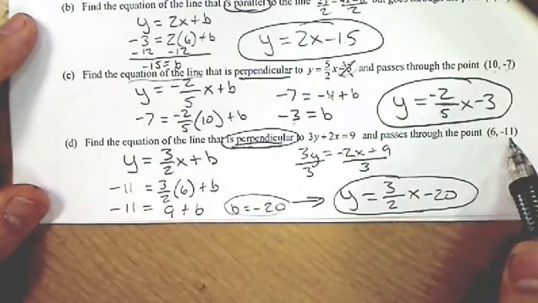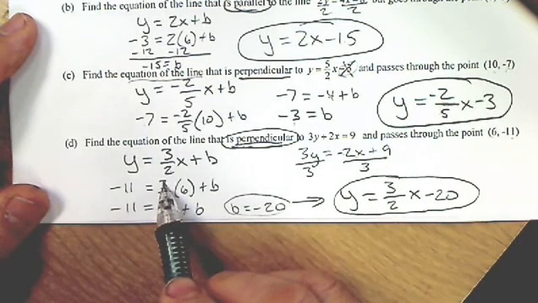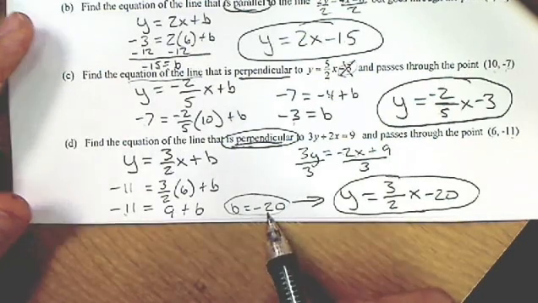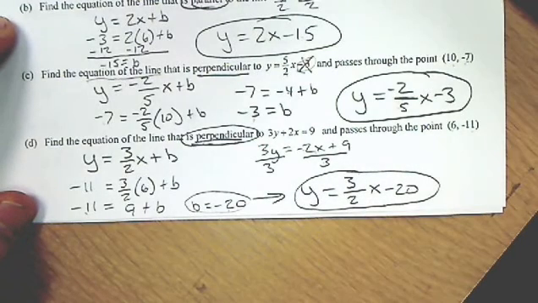Plug in my x and my y. 18 divided by 2 is 9. Subtract 9 from both sides, -20. And there's my equation. Where's the stop button?